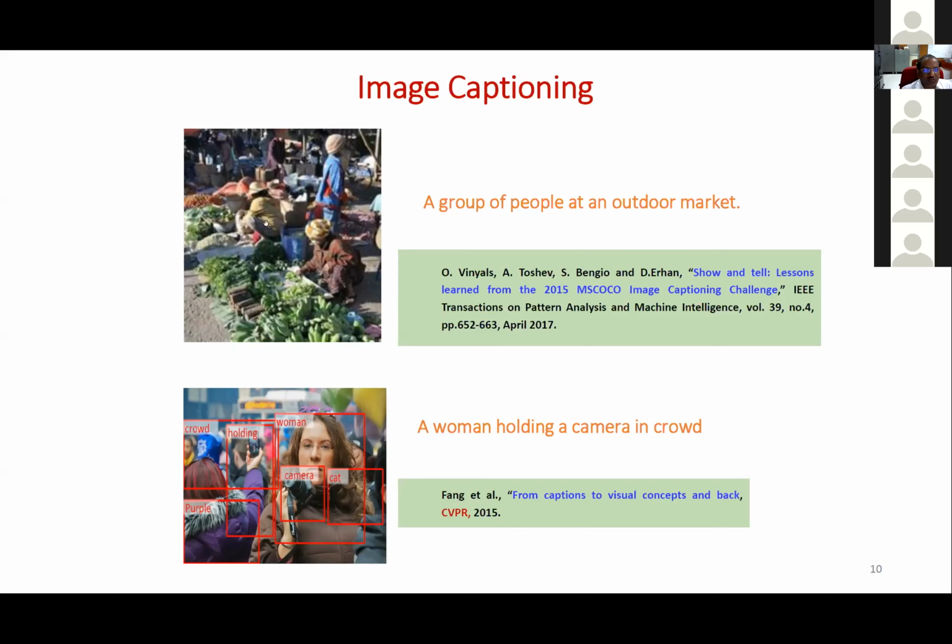So given an image like what is shown here, maybe a typical caption can be a group of people at an outdoor market, or given the bottom image here, the caption can be a woman holding a camera in a crowd. So now I cannot use a simple CNN to solve this problem, because a simple CNN can give only a label to this image, right? But this cannot generate a sentence as the output of the model, right? So now we need a model which can take an image as input and then generate a sentence which describes the content of the image as the caption.